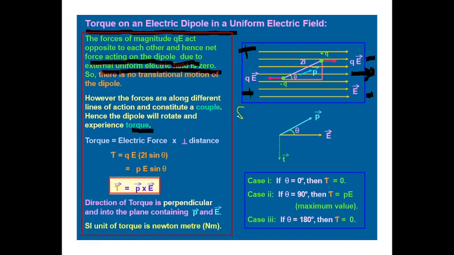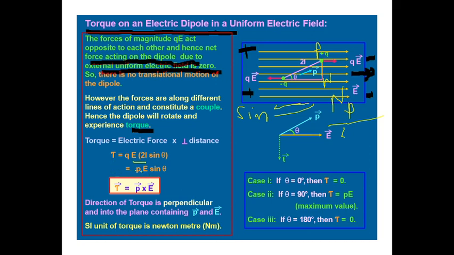Sine theta equals the opposite side, which is NP, divided by the hypotenuse 2l. So the perpendicular distance NP is equal to 2l sin theta. So the torque is Q into E into 2l sin theta, and Q into 2l is the dipole moment p, so the torque is p E sin theta.